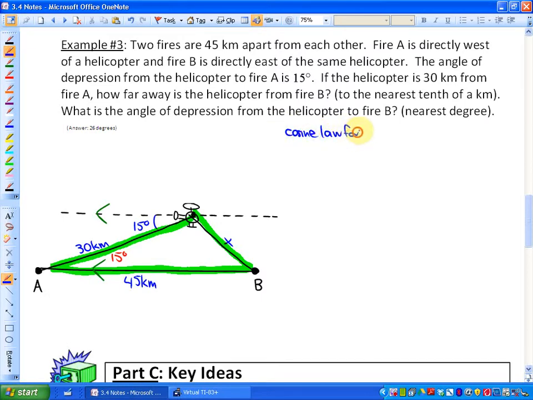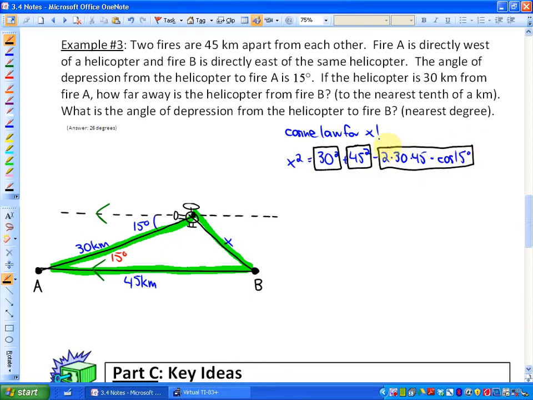So we're going to use cosine law in solving for x, and in this case we've had lots of practice with the cosine law. Here's what it would look like. x squared is equal to 30 squared plus 45 squared minus 2 times 30 times 45 times the cosine of 15. You may want to pause this video to see if you can get the correct answer before you watch me do it in the lesson here.